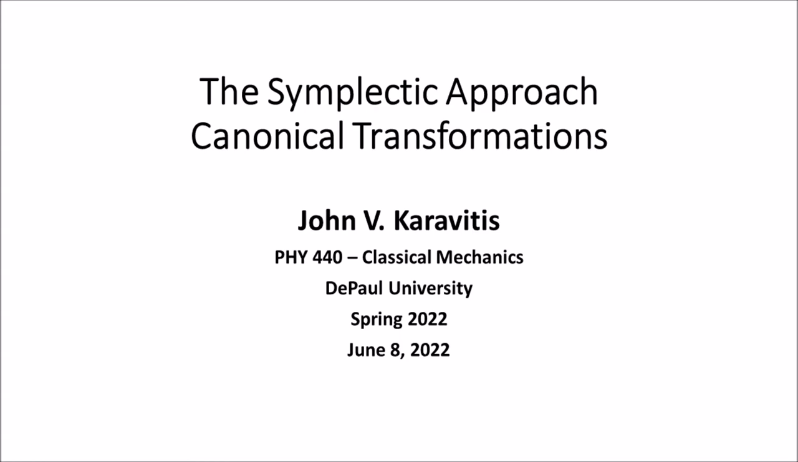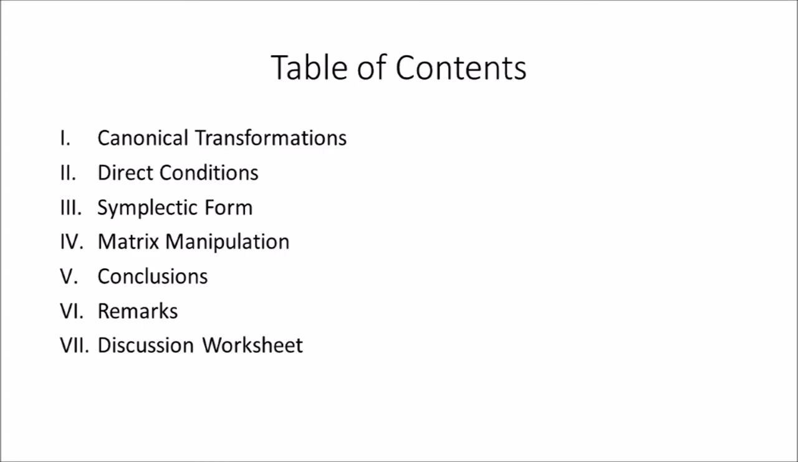I'm going to be talking about the symplectic approach to canonical transformations. And this is the ground that we're going to cover. So I'm going to talk about canonical transformations. I'm going to talk about something called direct conditions, which are required for a transformation to be canonical. And then we'll jump into the heart of this topic, symplectic form. We'll do a little matrix manipulation, and then we'll jump to some conclusions, remarks, and questions.